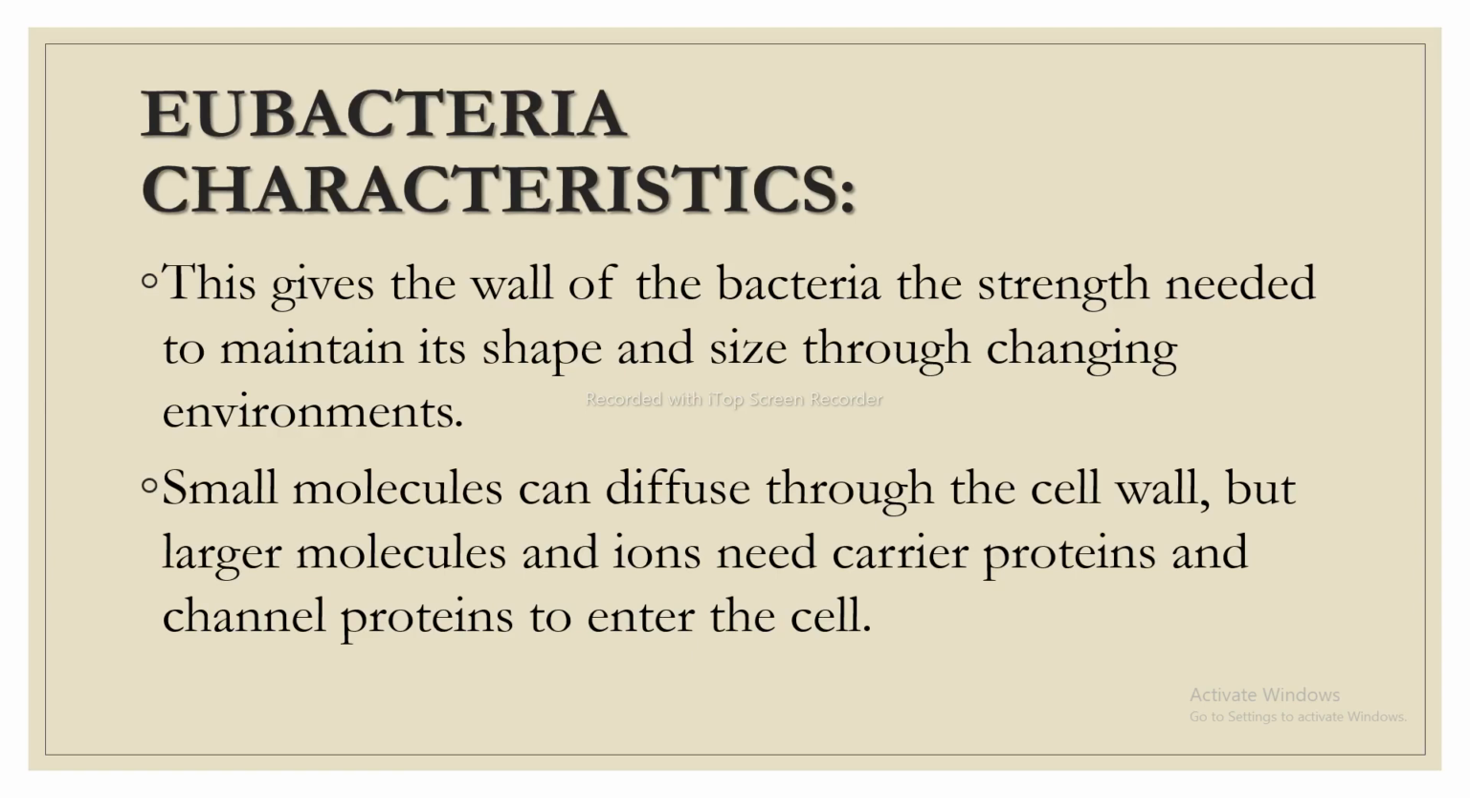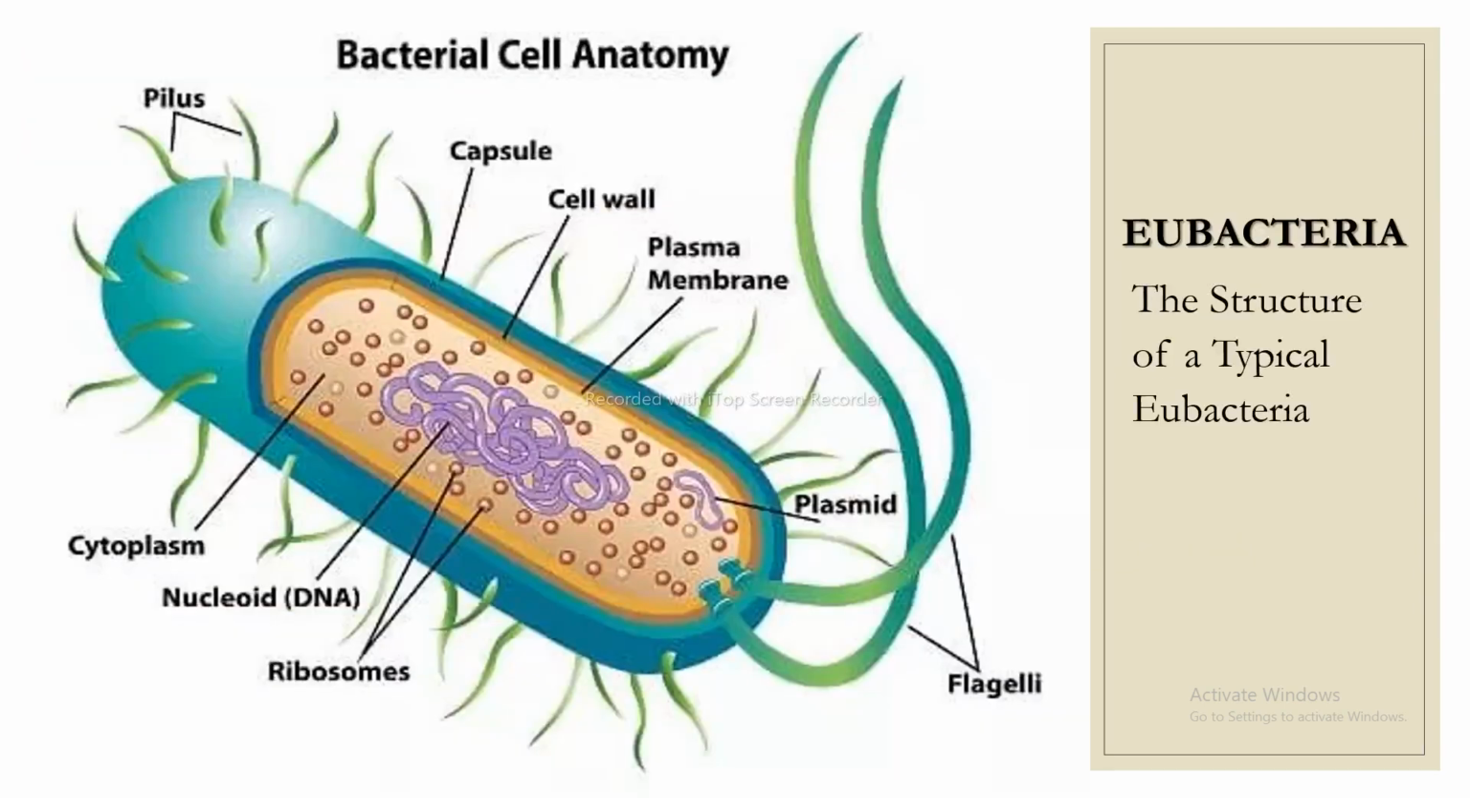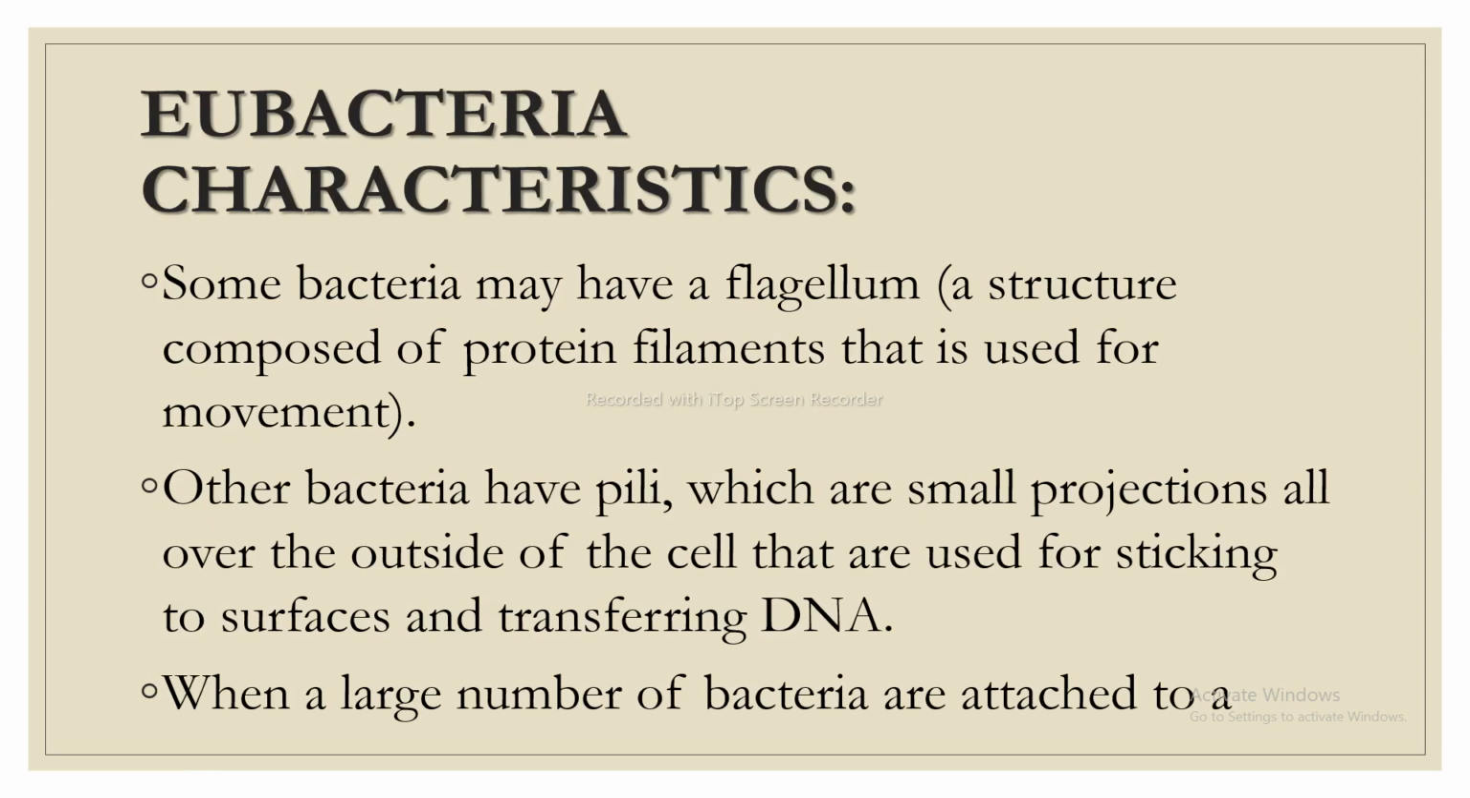So this is again the structure of a typical eubacteria, and it includes the pilus. This is the capsule, this is the cell wall, this is the plasma membrane, this is the plasmid, and this is the flagellae. These are ribosomes, and this is the nucleoid DNA, and this is the cytoplasm. So this is bacterial cell anatomy as shown in the figure.